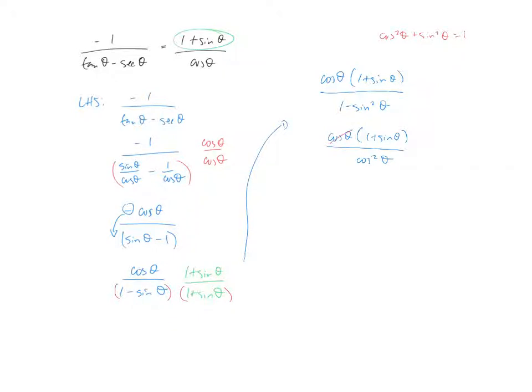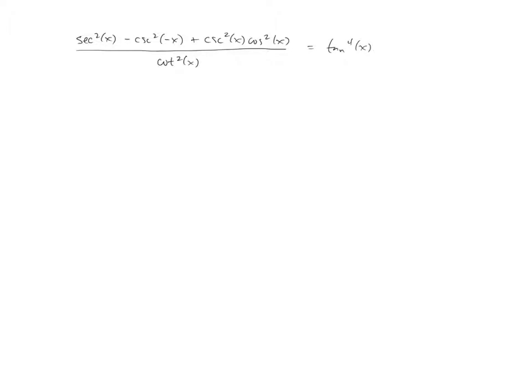And this cosine and one of those will go away, leaving us with 1 plus sine theta over cosine theta, which is the right-hand side. All right, so as we start this last identity, it's very apparent that we're going to start on the left-hand side again. So I'll go ahead and copy that down.